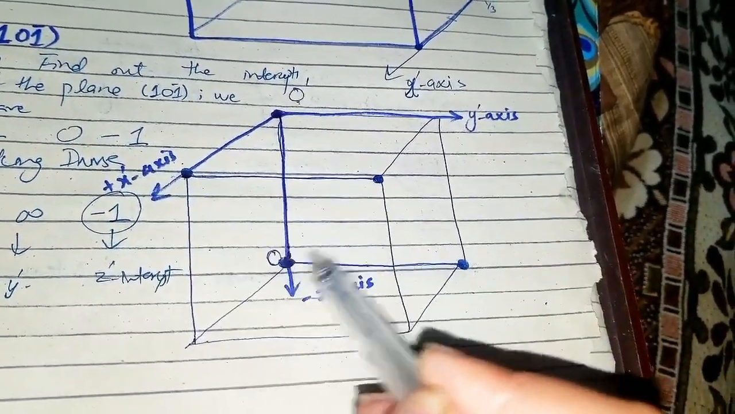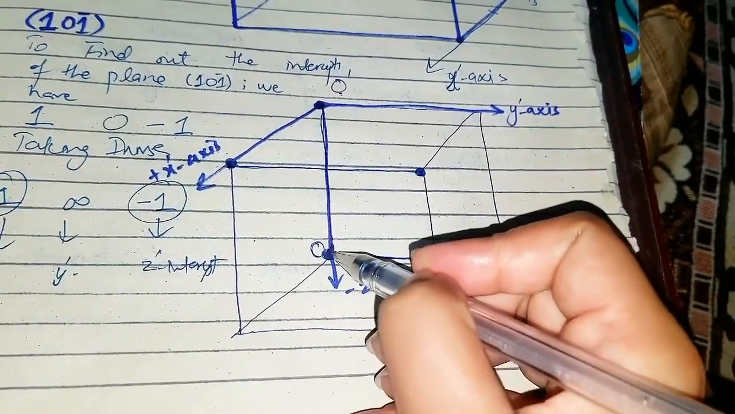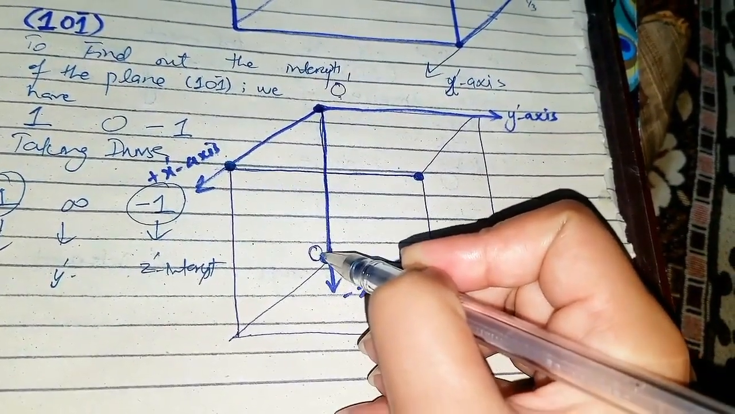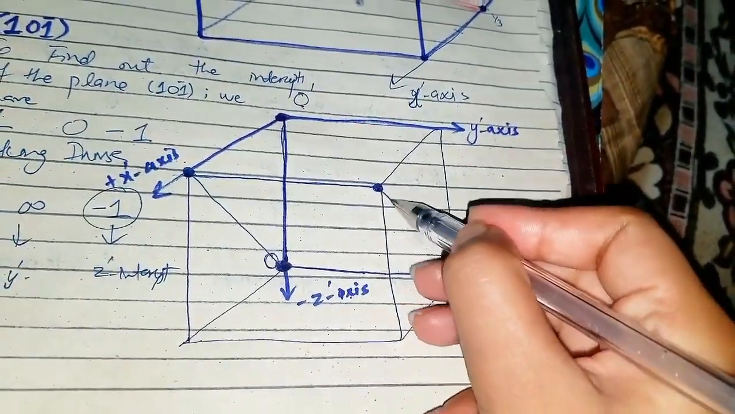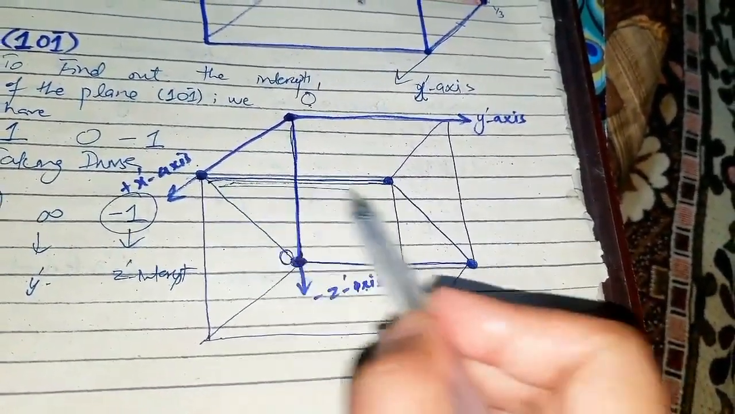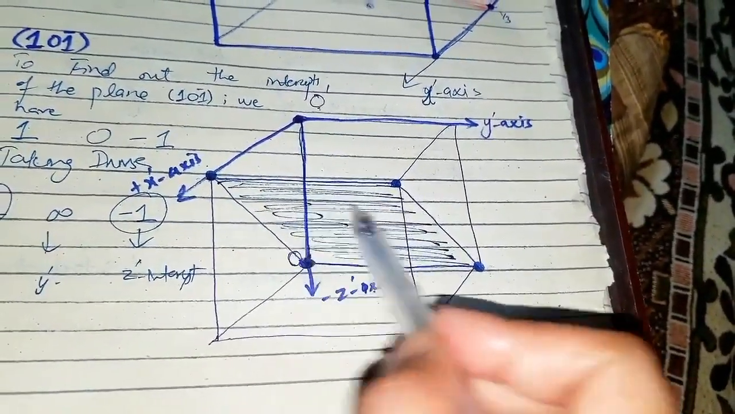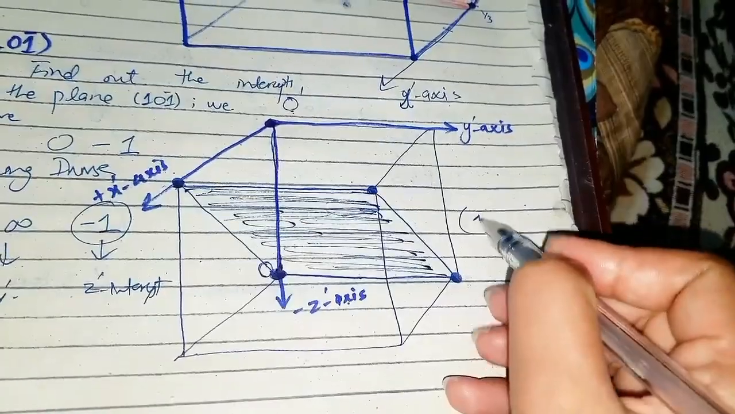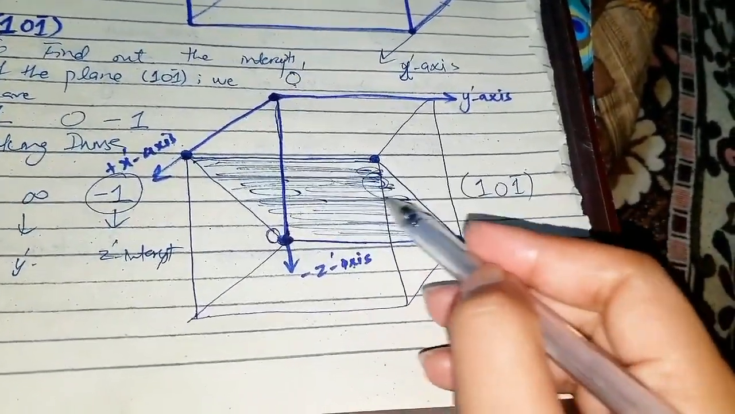Now these 4 points are the points of the plane, and we will join these lines together, this line with this one. And we'll shade these. This is the plane 1 0 1 bar. All right, this is the plane 1 0 1 bar.